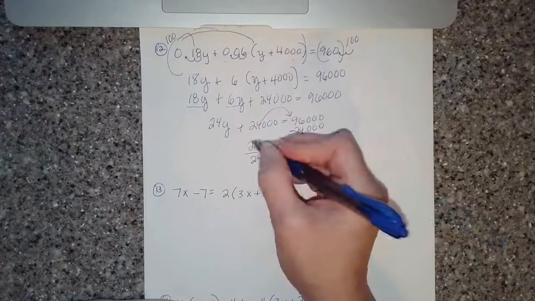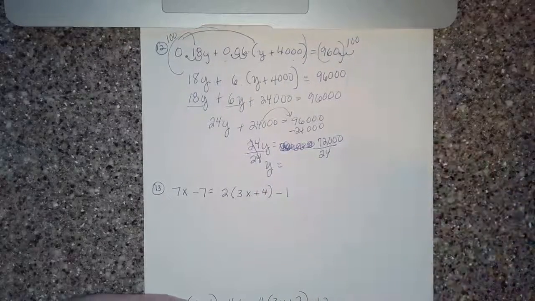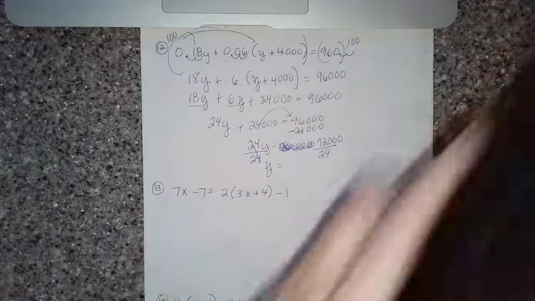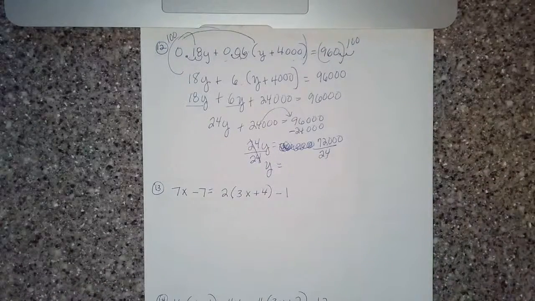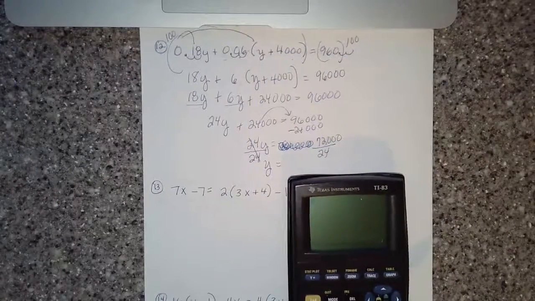And then I need my calculator for that one. I think it's going to be 3,000, but I'm going to type that in just to be on the safe side. So I'm going to type in 72,000 divided by my 24, and there it is, 3,000, which then we could check if you wanted to.